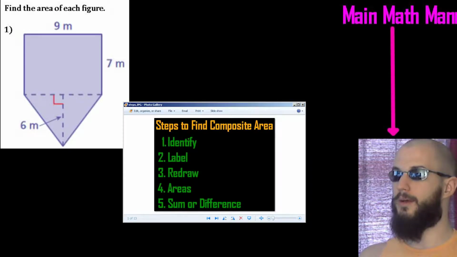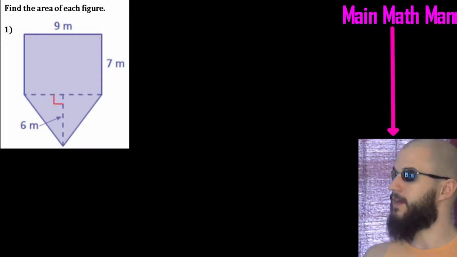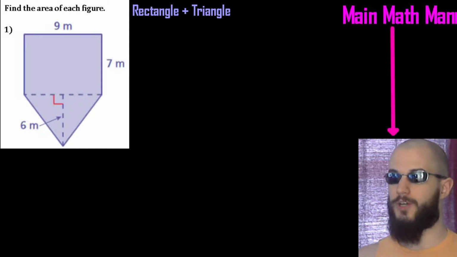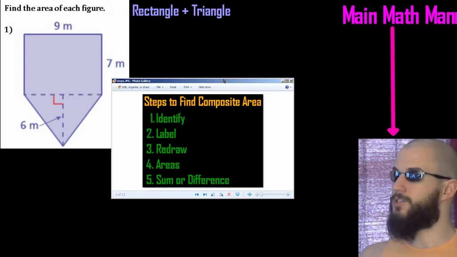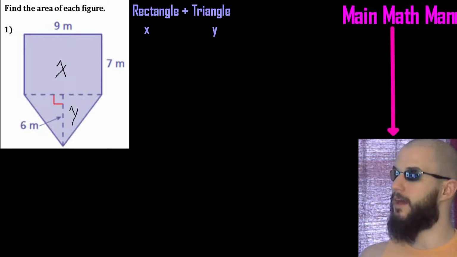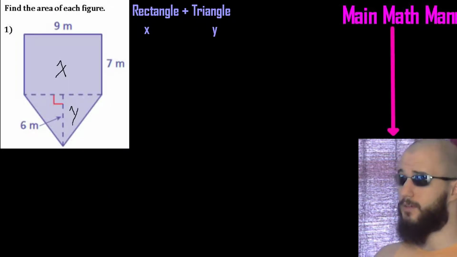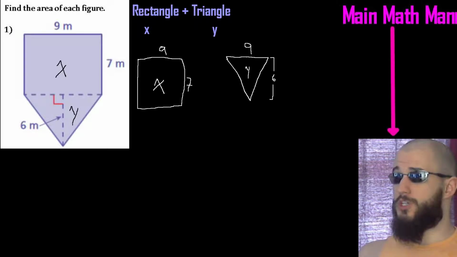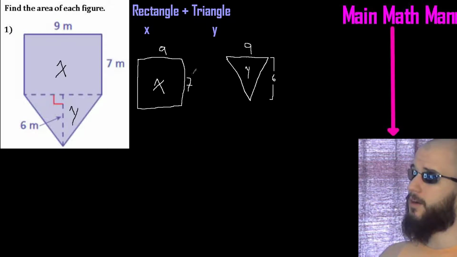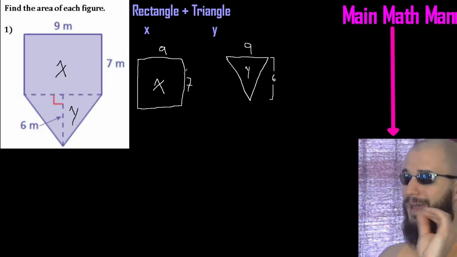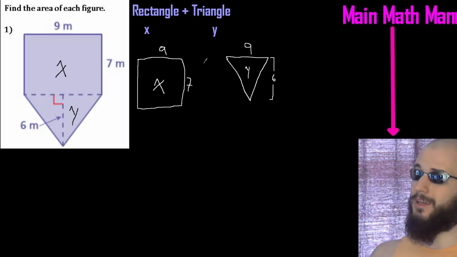Let's identify these first. We're going to have a rectangle and a triangle. Now what do we need to do? Well, we need to label those shapes. So let's say X and Y, where X is the rectangle and Y is the triangle. We want to redraw those shapes, and so we have our beautifully drawn X and Y. Then for the fourth step, we need to find the areas.